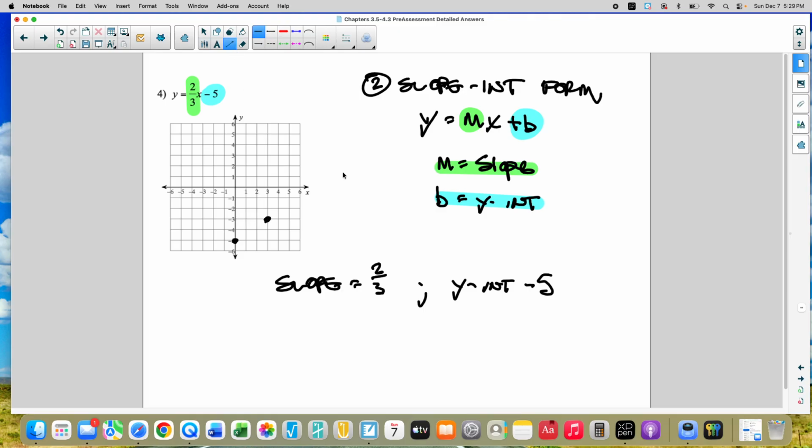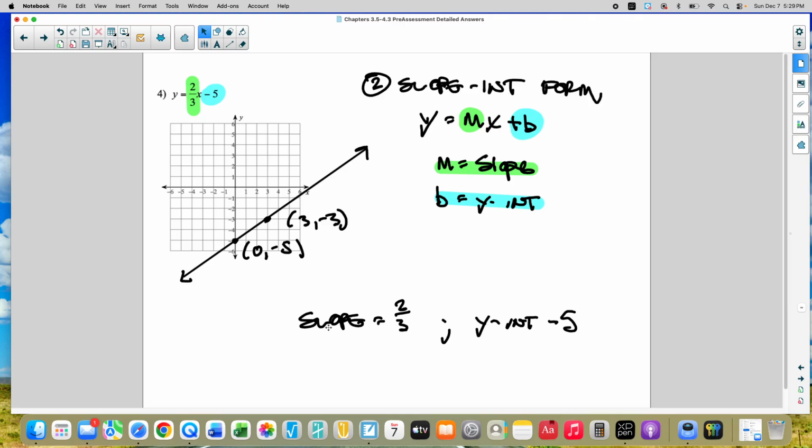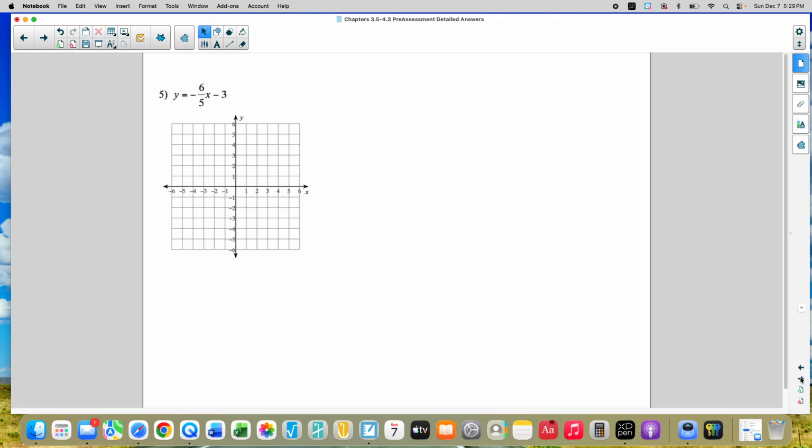I'm going to connect the dots and draw my arrows. I'm going to label my point 0, -5, and this point is going to be 3, -3. It's not 2, 3. It's from the origin, so be careful of that. Good. So that is good information there on how to do that.